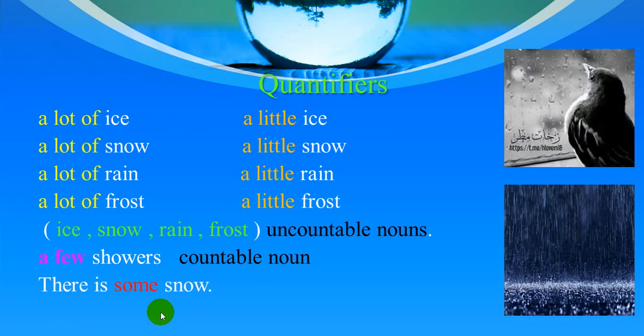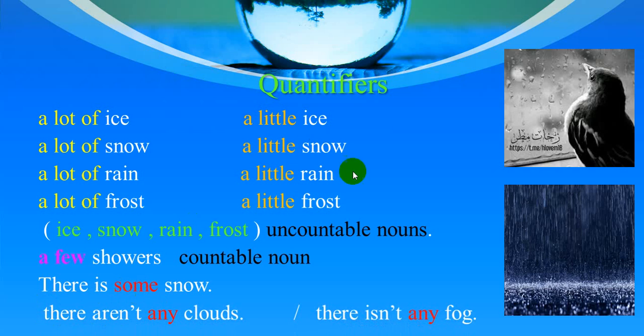There is some snow. يوجد بعض الثلج. There aren't any clouds. There isn't any fog. Some and any أخذتوهم في دروس سابقة. some positive إيجابية وتعني يوجد. There is some snow. There aren't any clouds. There isn't any fog. any تأتي مع المفرد والجمع وهي تعني لا يوجد أي، وهي تجي للنفي على الإطلاق.